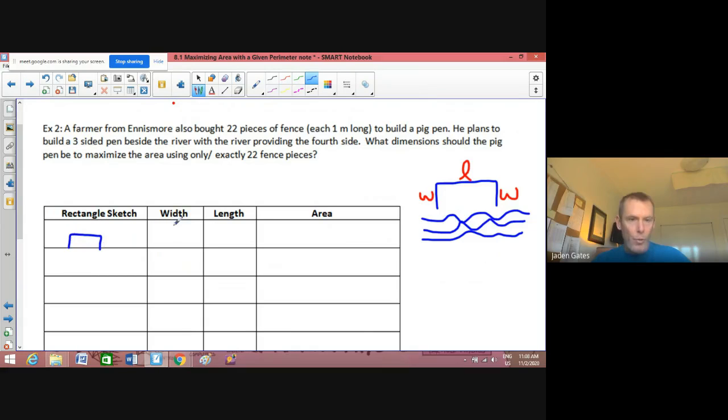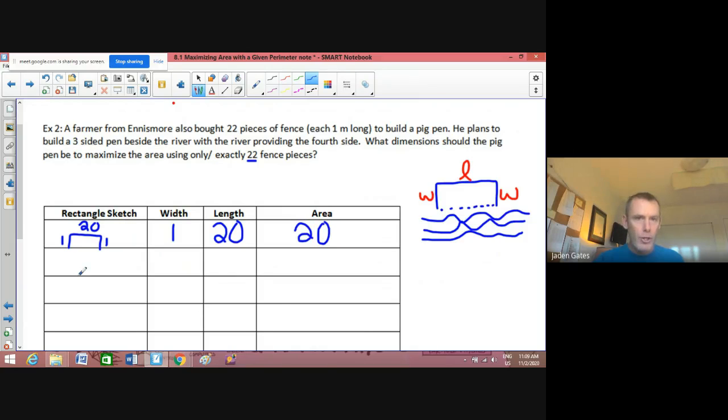And so the first width I'm going to look at is 1. So a 1 on this side and a 1 on that side. So in total, only 2 pieces have been used up, which means there is 20 left. So I don't have to worry about that fourth side. So my length is 20. And again, the area of a rectangle, because this is a rectangle, it's just that we don't have to cover the side with water, would be 20, because 1 times 20 is 20.